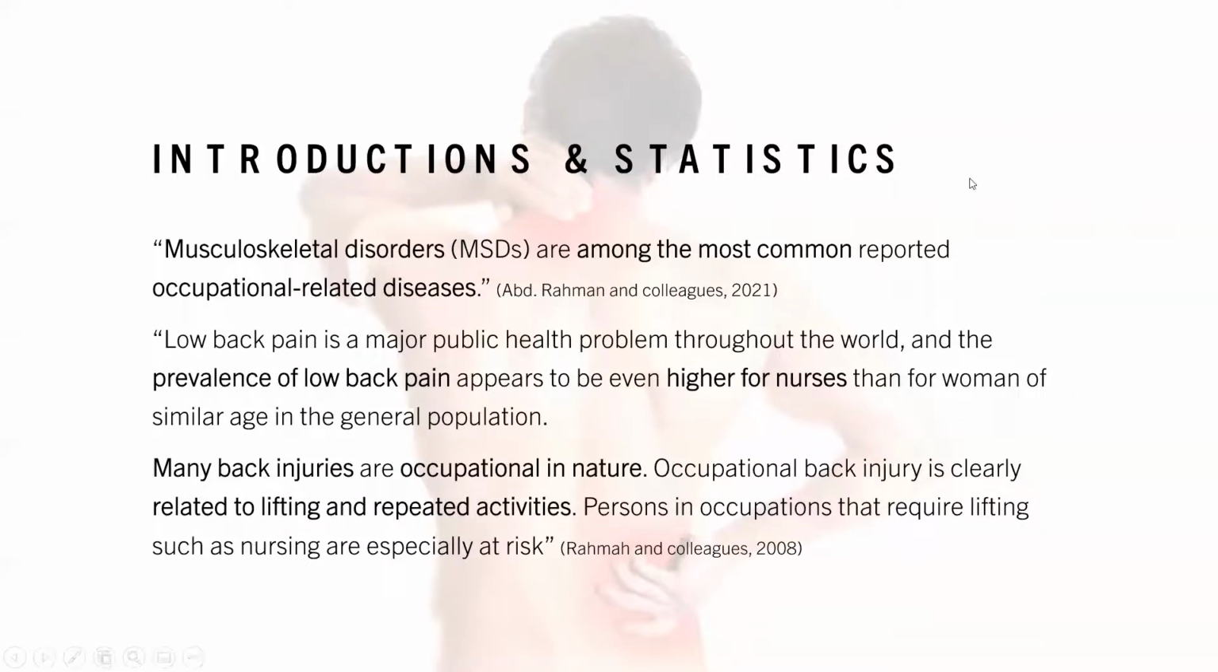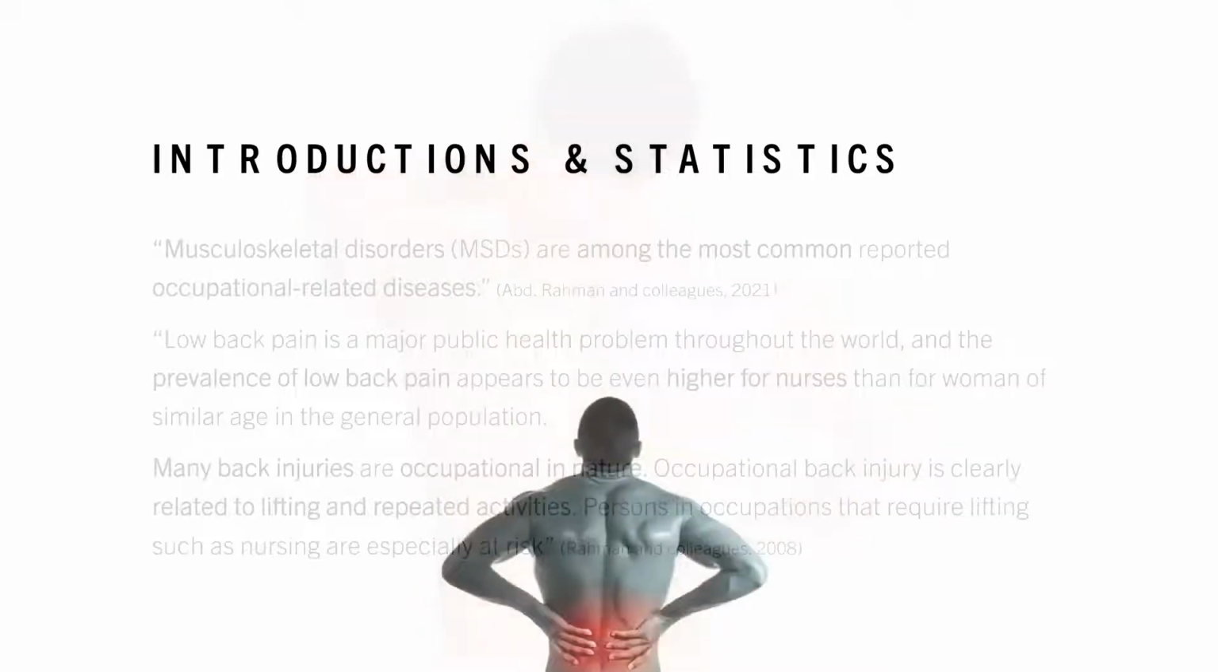Many back injuries are occupational in nature. Occupational back injury is clearly related to lifting and repeated activities. Persons in occupations that require lifting, such as nursing, are especially at risk. For example, they show here that like nursing, where you have to do repetitive movement, repetitive lifting of the patient, transferring here and there, that's where you get the majority of back pain or back injuries.